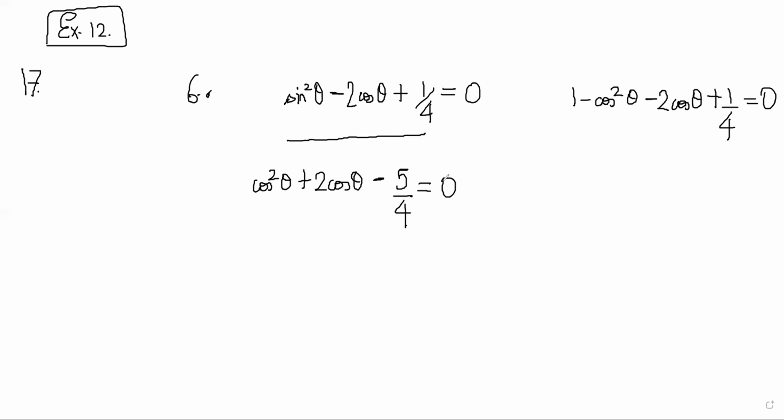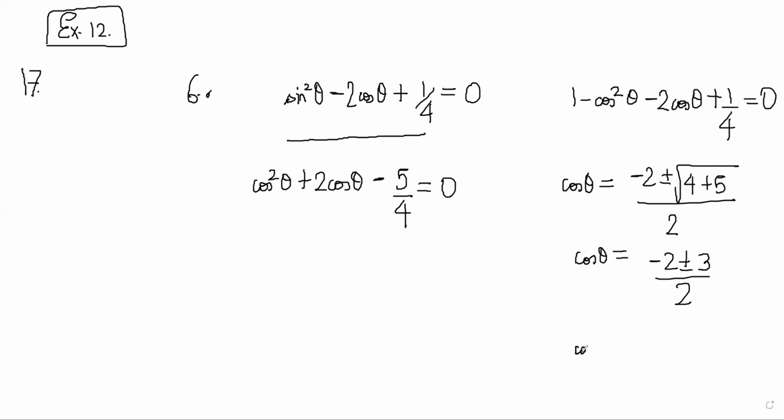Now we have to solve this equation. This is a simple quadratic in cos theta, which I can solve directly using the formula. That is also not going to be so hard. It becomes minus 2 plus minus the square root of b square minus 4ac, which is 4 plus 5, all divided by 2. So cos theta is minus 2 plus minus 3 by 2. So cos theta could be 1 by 2 or it could be minus 5 by 2.